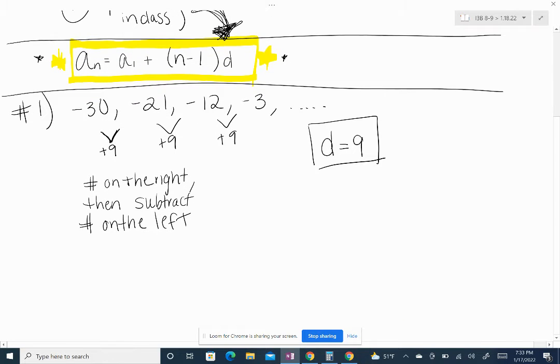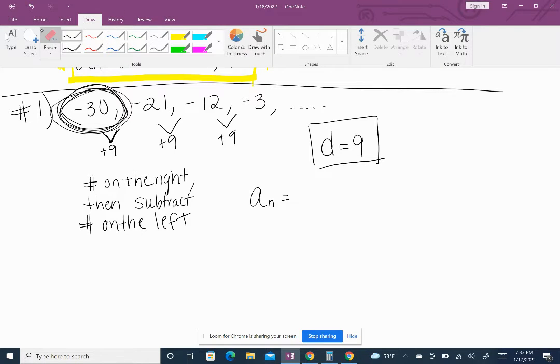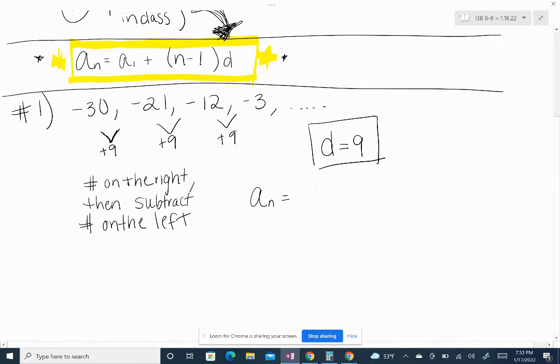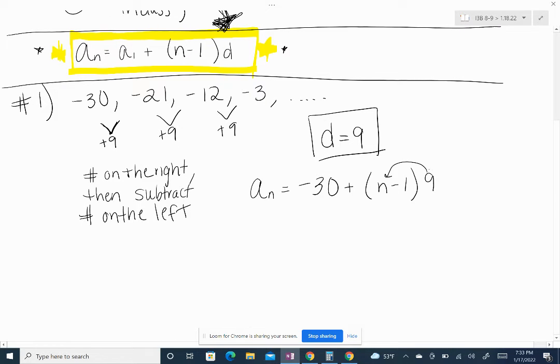So essentially what we're going to do is take that formula in the yellow. So the nth term is equal to the first term. So that's going to be our very first term we have right here. That very first term is going to be that a1. Then it's negative 30. And then we're going to add n minus 1 times d, and our d is going to be 9. Okay? We're going to go ahead and distribute this. a_n is equal to negative 30 plus 9n minus 9.